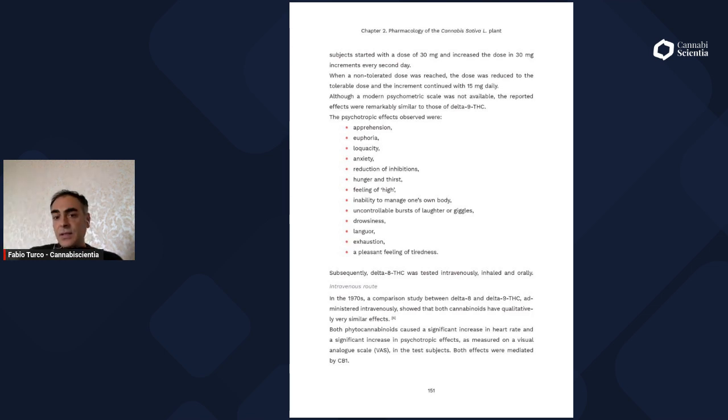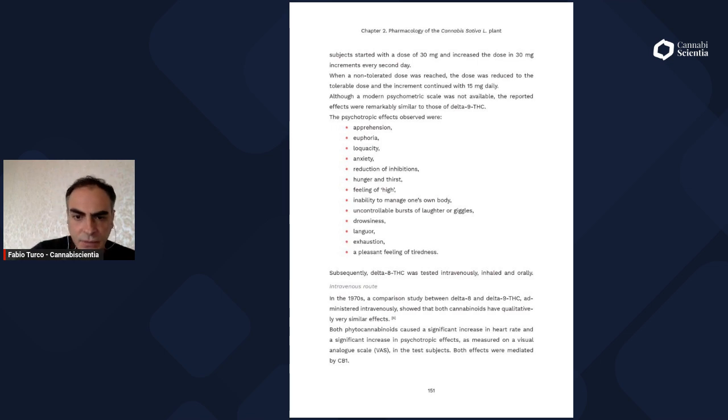Subsequently, Δ-8-THC was tested intravenously, inhaled, and orally. So after this first pioneering study, there have been other studies that analyzed the effects of this compound with various routes of administration. And as we are going to see, the effects are slightly different according to the administration route chosen.